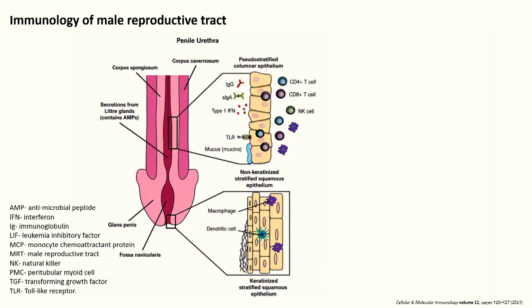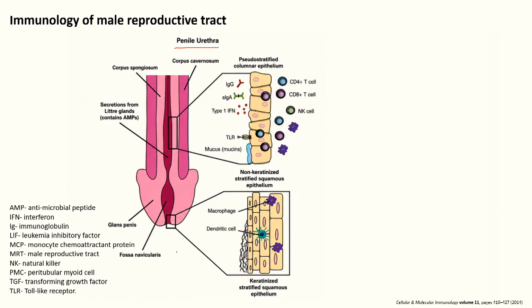Now coming back to the male reproductive system, we'll try to see it in the same way as we understood the female reproductive system. In the male reproductive system, we have two parts: the penile urethra part and the testicular part. We'll see the immune response in a different way. In the penile urethra the activation is different, and in the testicular part the regulation is different.